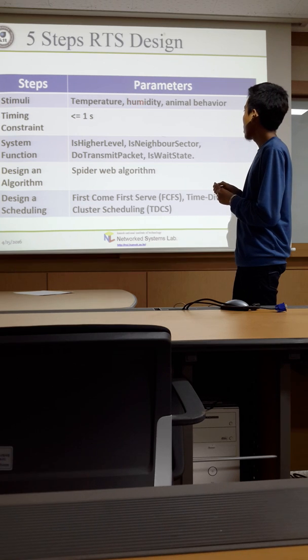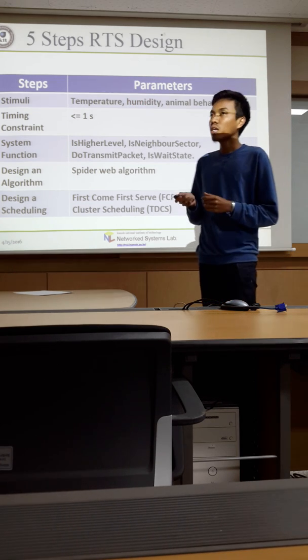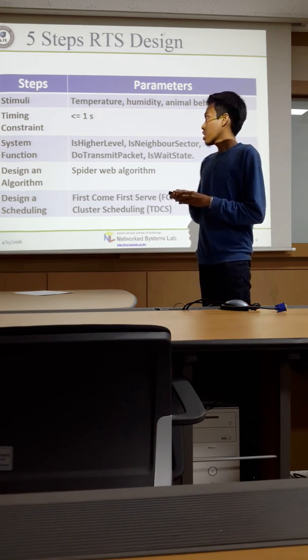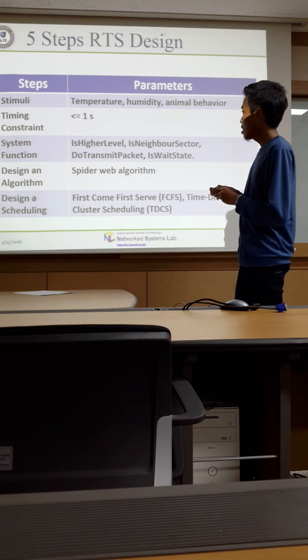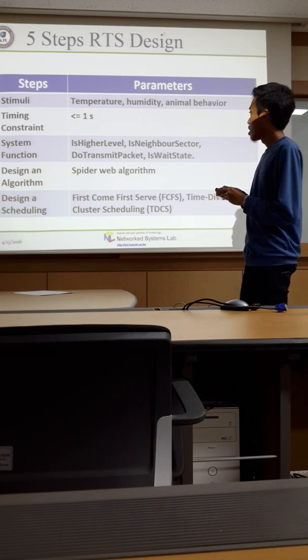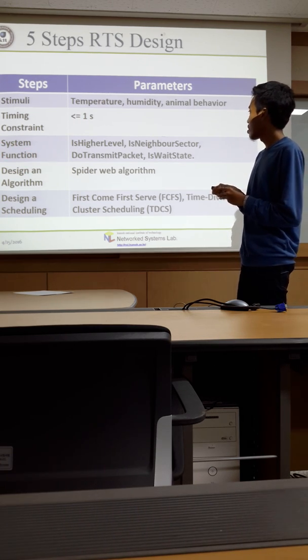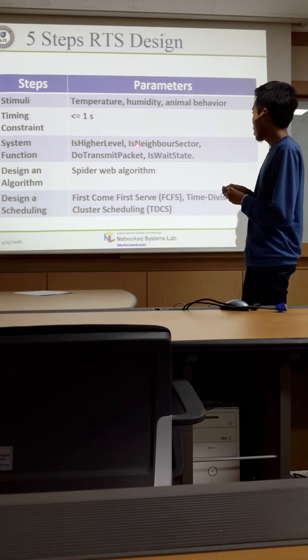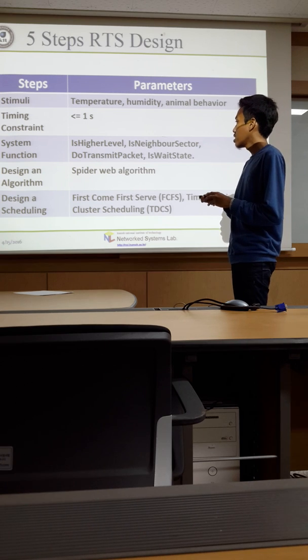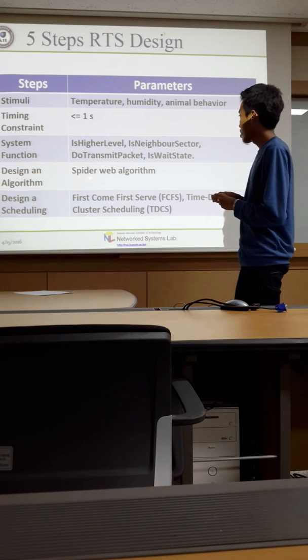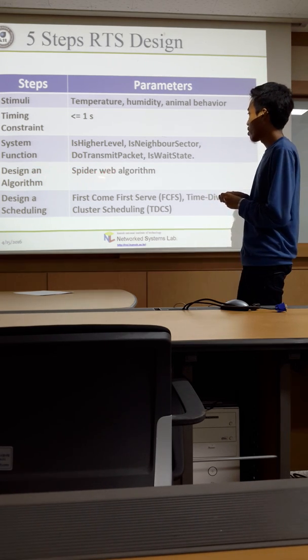We can know about humidity and animal behavior or something like that, based on the characteristic of the desert. And the timing constraint, I set it less than or equal to 1 second. And then system function, there will be 4 system functions here: higher level, neighbor sector, transmit packet, or wait stage. I will explain later. And design algorithm, of course, I propose the spider web algorithm.